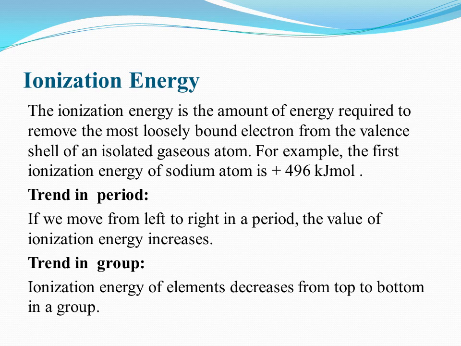Now, trend in group. As we move down the group, more and more shells lie between the valence shell and the nucleus of an atom. These additional shells reduce the electrostatic force felt by electrons present in the outermost shell. The valence shell electron can be taken away easily. Therefore, ionization energy of elements decreases from top to bottom in a group.